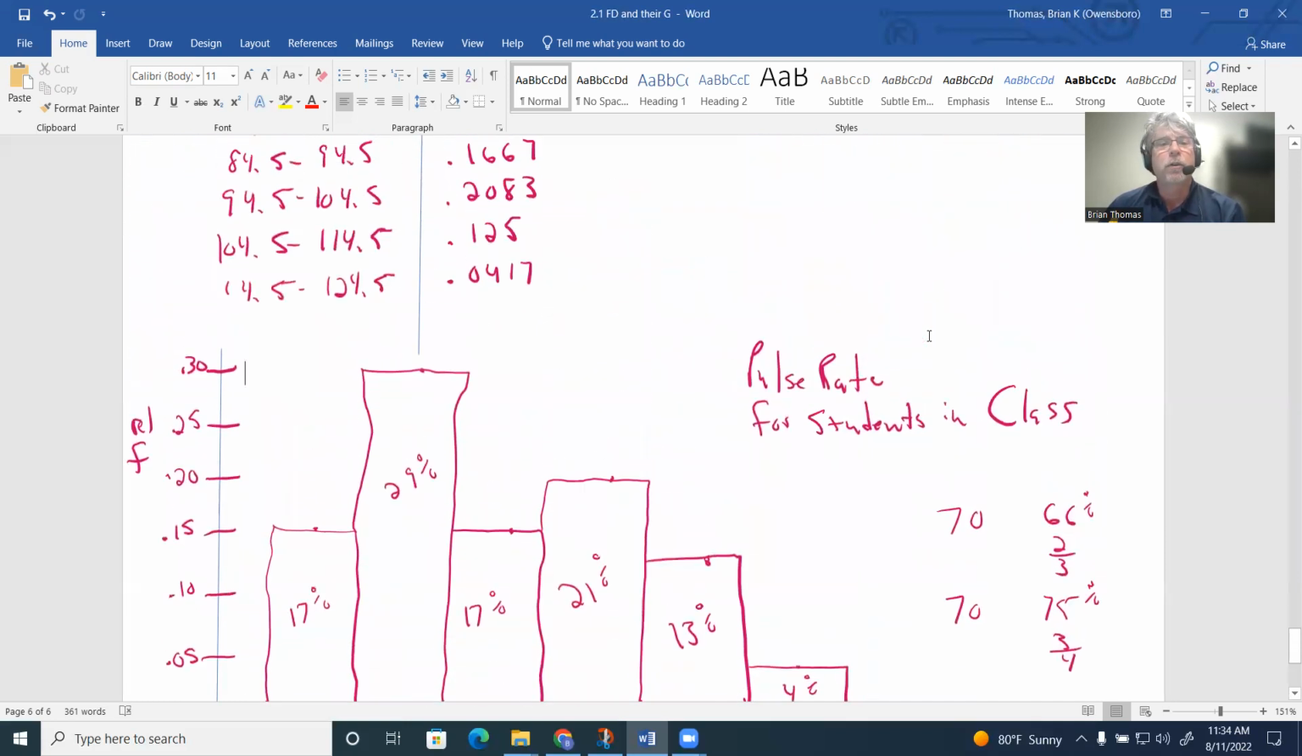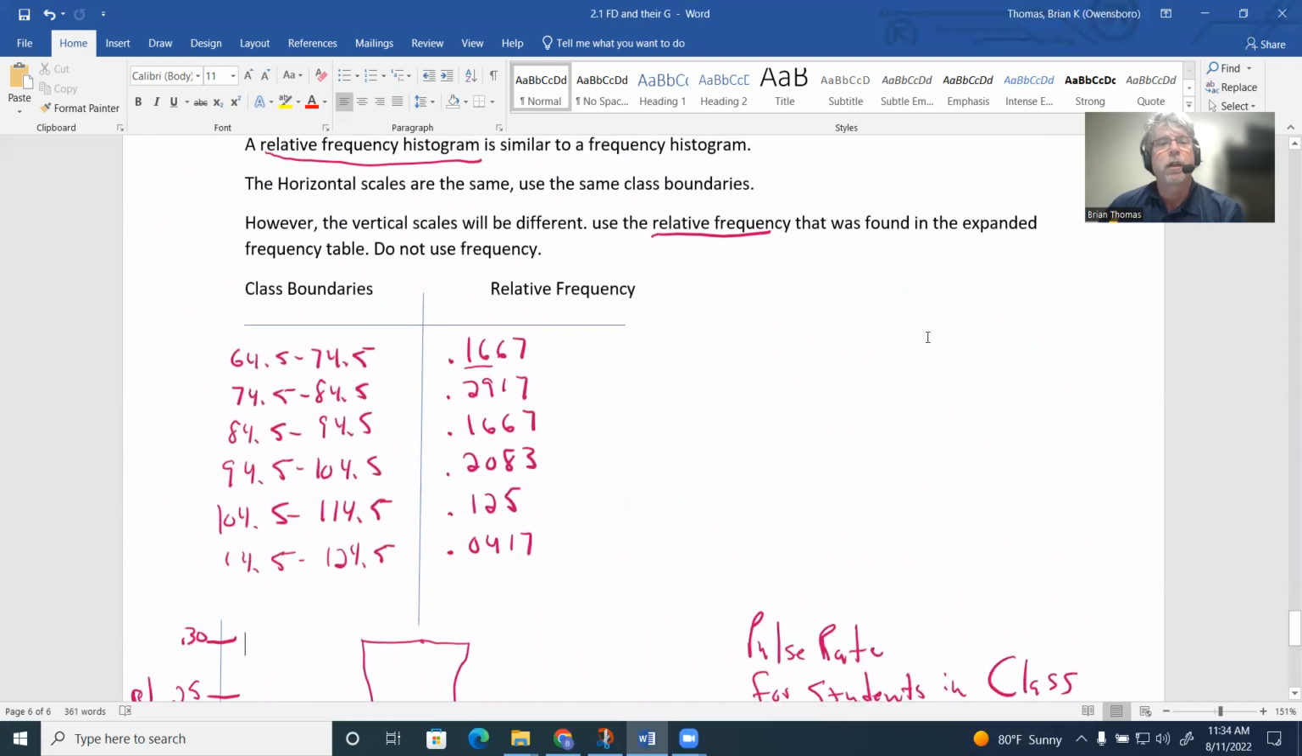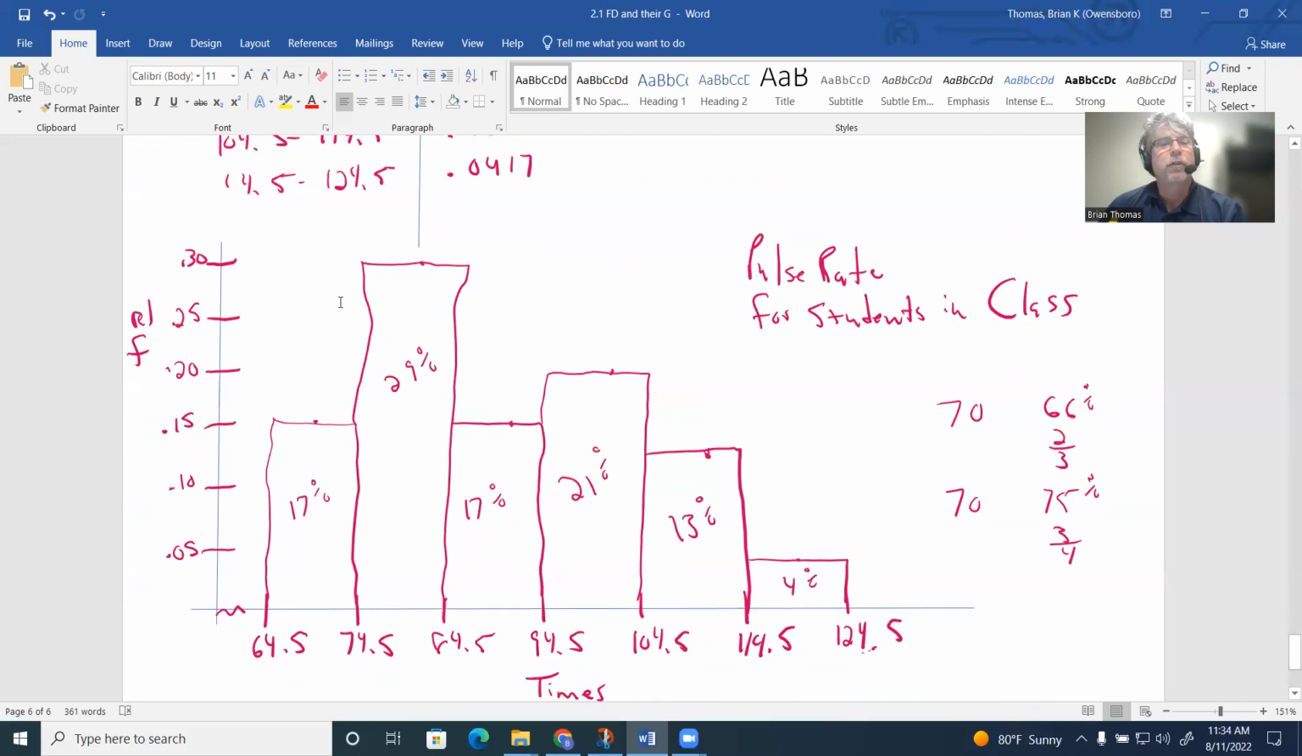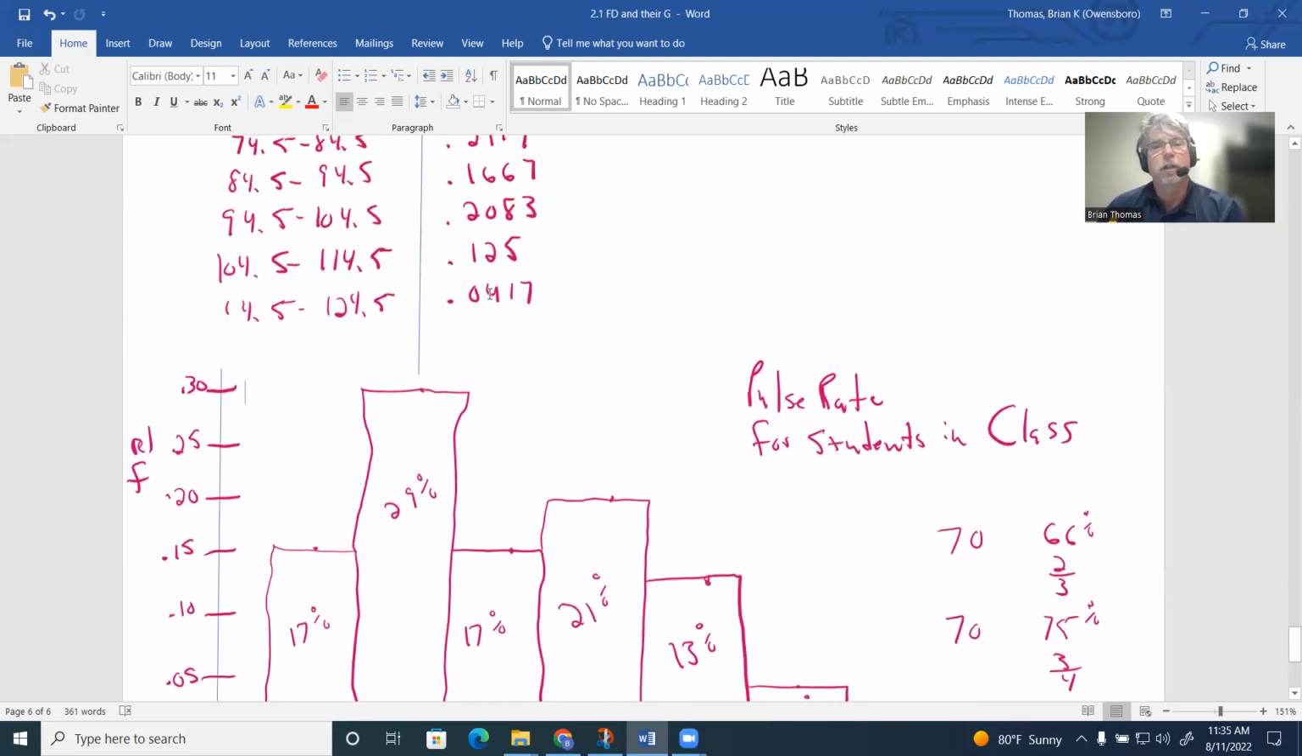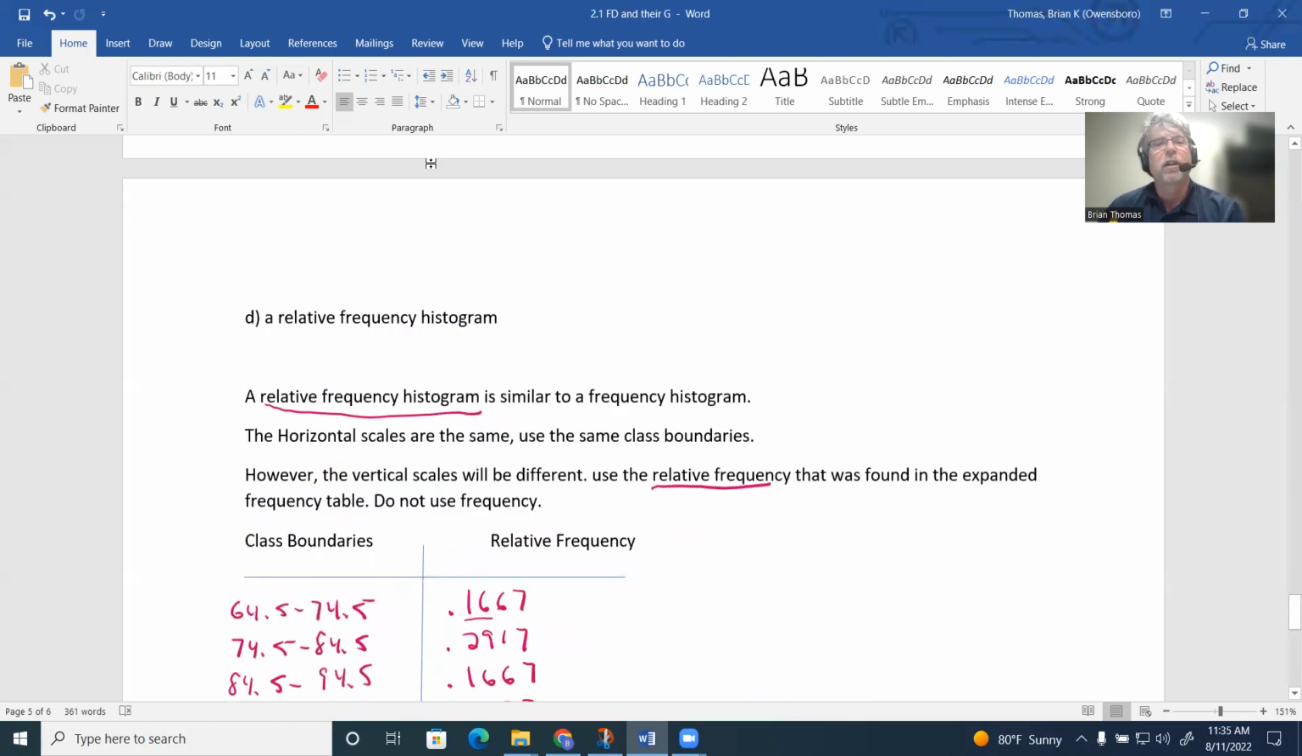So that's how we would construct a relative frequency histogram. We have to use the relative frequencies as our vertical axis. And then they ask you to start interpreting the information a little bit, and you're trying to see if there are any patterns going on here. Not a whole lot, but I do see that the bulk of the data is here, 74.5 to say 104.5 is where most of the data is. That would be my interpretation. You could have a different interpretation. That's the fun thing about statistics. Okay, I'll stop there.